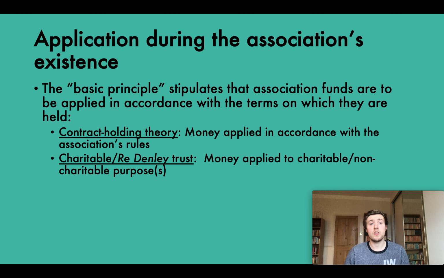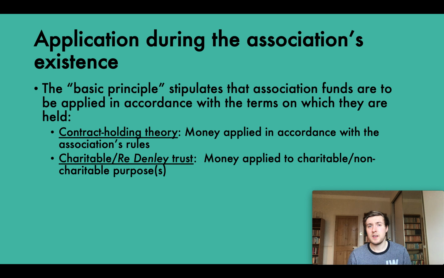So under the contract holding theory, money is applied in accordance with the rules of the association. Now recall that under this theory a transfer is a transfer to the association's members subject to the contract which exists between them, i.e. subject to the association's rules. So the money must be applied in accordance with the association's rules, which will specify the various purposes for which the money can be spent.